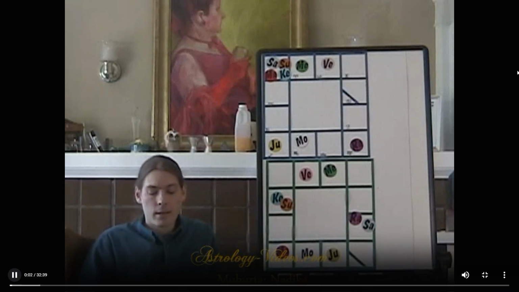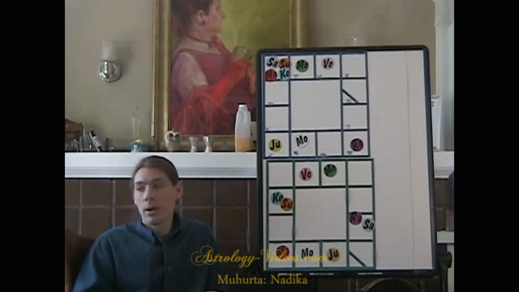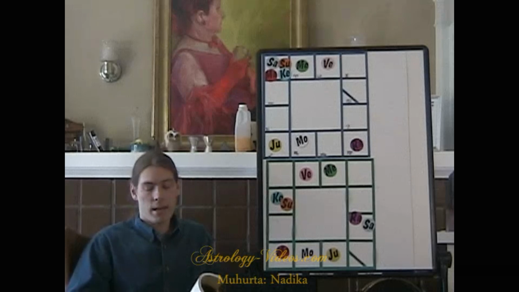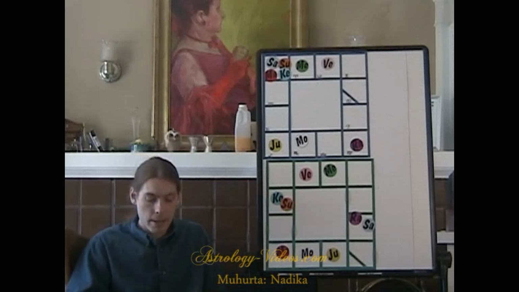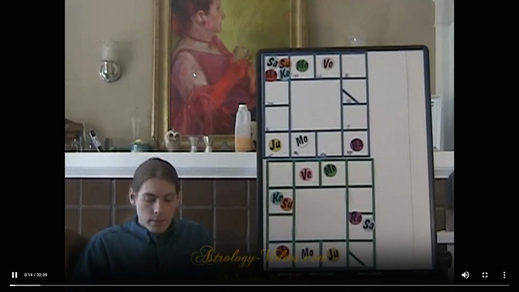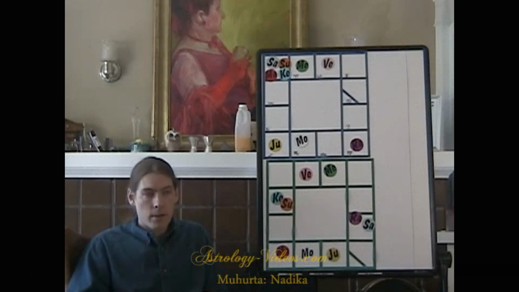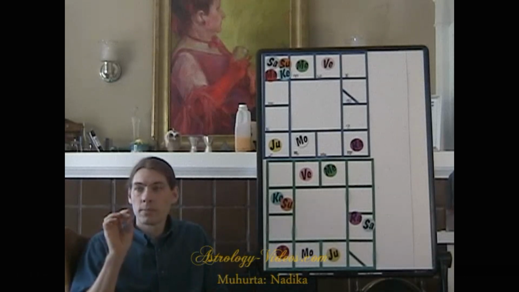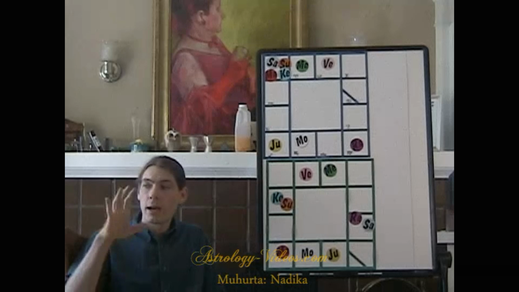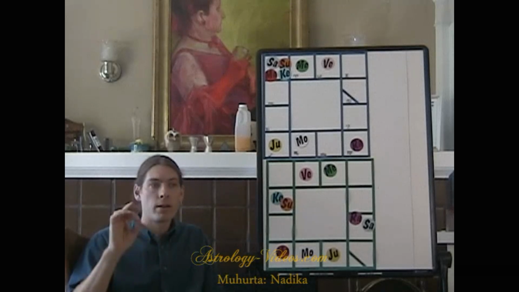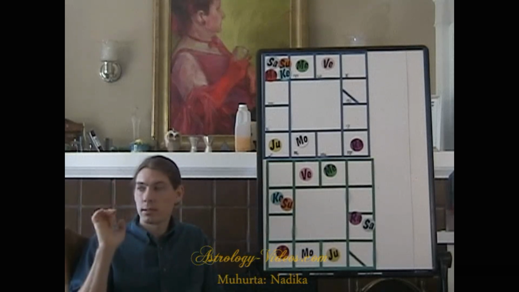Okay, the Nadika is the 60th part of the Vara, which makes it 24 minutes long on the average. Now, the 60th part of the Vara, the 60th part in astrology, is always the smallest part of the whole. So we have the Rashi, and the smallest Varga is the Shashtiamsha, the 60th.